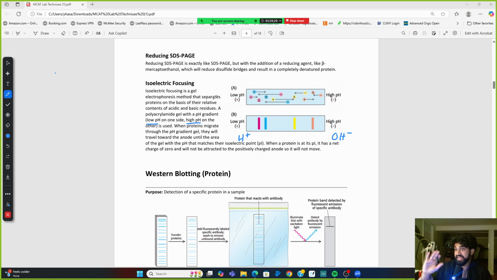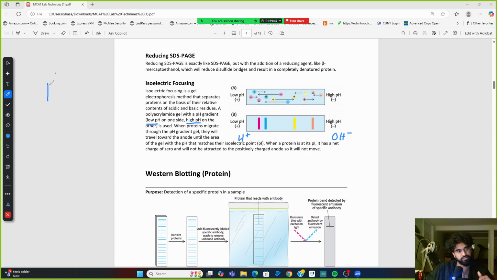DNA is what? Just flat out. Negative. Because of what? Phosphates. Very good. Phosphate backbone.